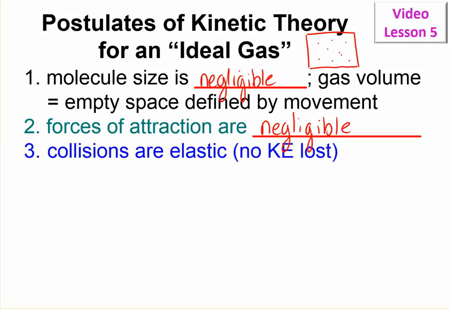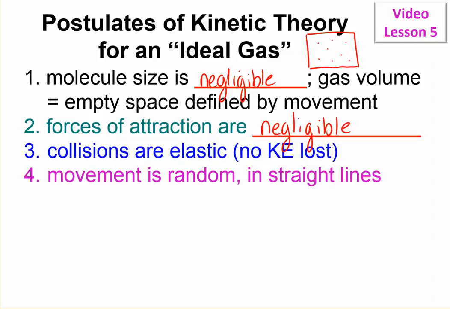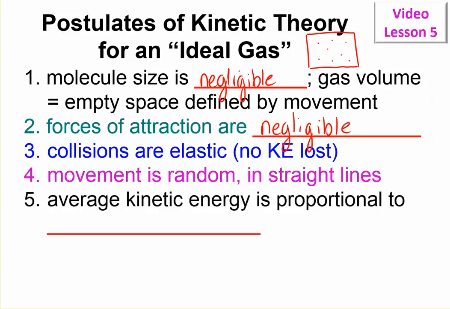We're going to assume that all collisions of the gas particles, both with the walls of the container and with each other, are elastic. That means that no motion or energy of motion is lost. One particle may gain and one particle may lose, but overall kinetic energy is conserved and none of it is converted to heat. The movement is random in straight lines. If they're bouncing around pretty fast and they're not really attracted to each other, this is pretty true.